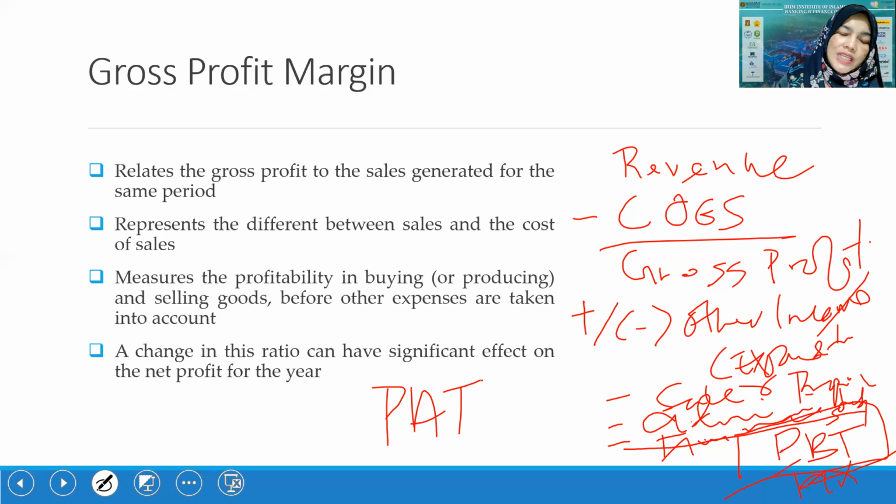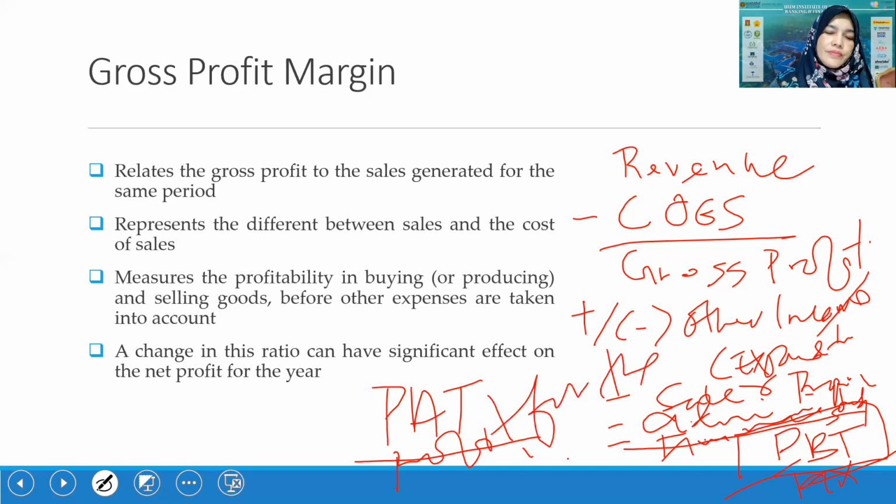Okay, so usually after profit after tax, the company will add other expenditure or other income coming from other sources, for example, hedging activities and all that. And then finally, what they will get is profit for the year. Okay, so that's what you will go through.